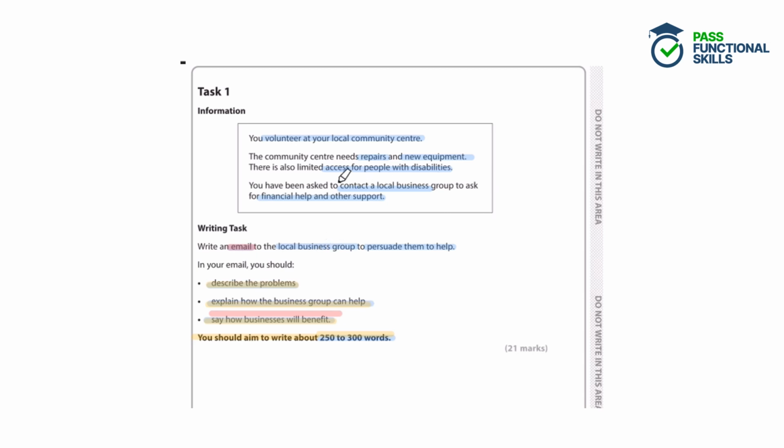So because we're contacting a local business, that is a professional audience, so we're going to need to use formal language throughout. Remember that you use formal language for professional groups and informal language for people that you know well, like friends and family. We need to persuade this group to help, so we're going to try and use persuasive language techniques as well.